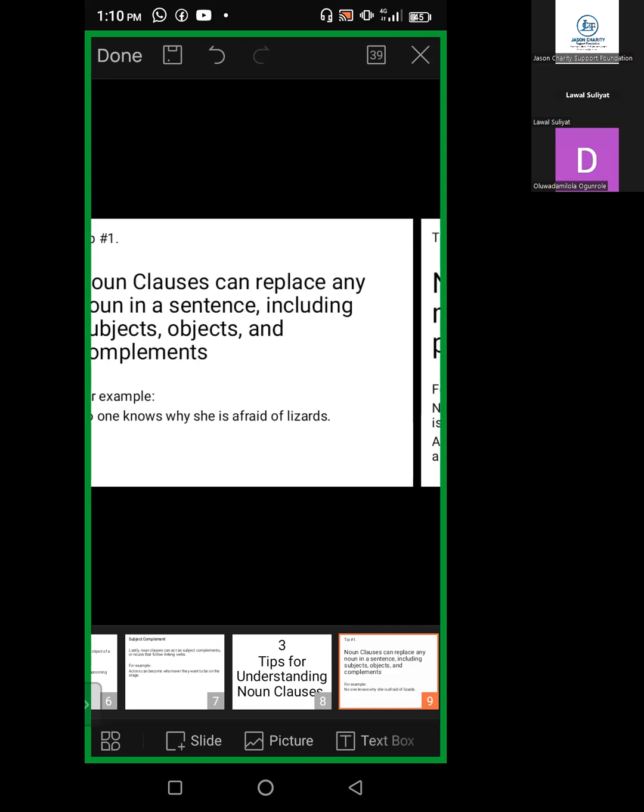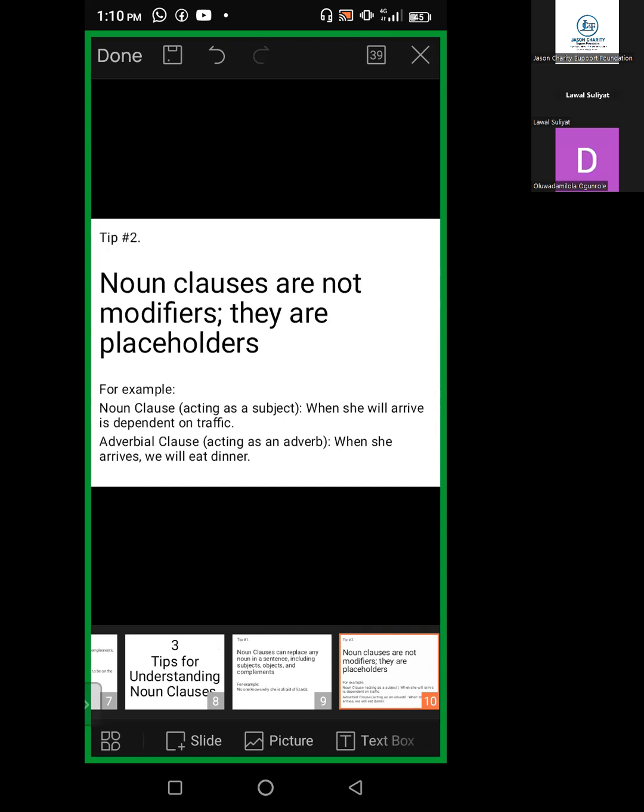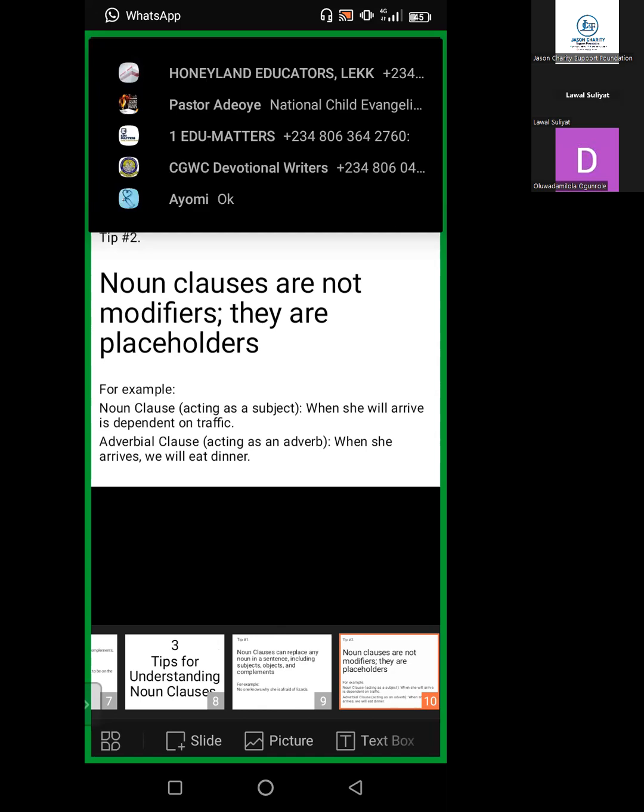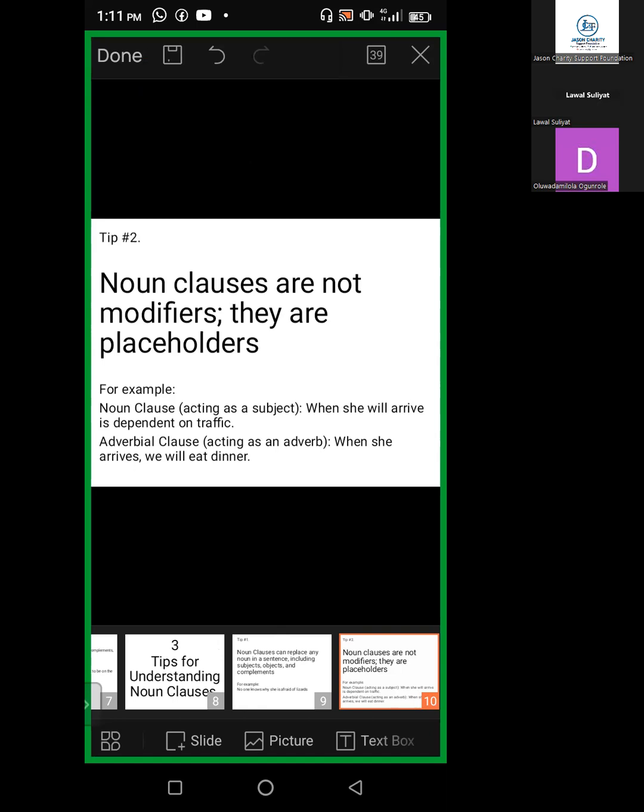The second tip is noun clauses are not modifiers. They are placeholders. That is, noun clauses are not used to modify another part of speech. They have a specific place, they have a specific function that they carry out in a sentence. So you don't use noun clauses to modify, rather you place them somewhere that they work as something and they get that thing done. So a noun clause functions as a subject in a sentence. A noun clause functions as the object in a sentence. A noun clause functions as the complement to the subject.